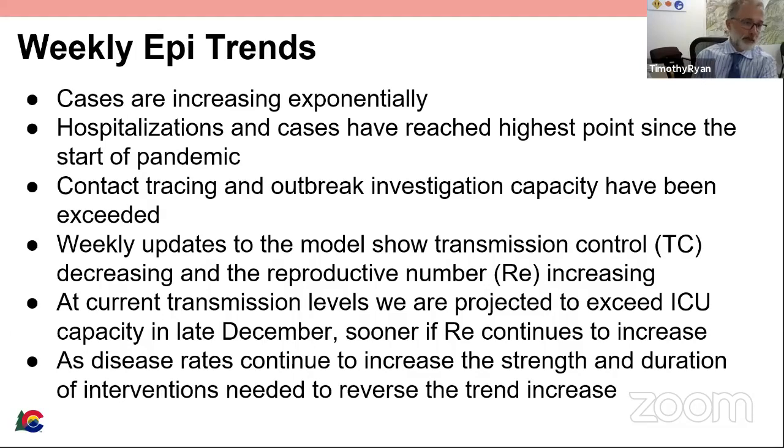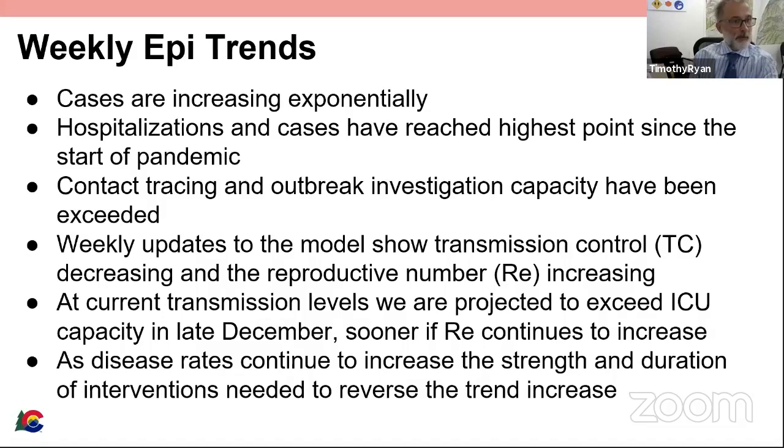Contact tracing and outbreak investigation capacity in this state have been exceeded, meaning there are some counties now who don't even call half of the cases because they don't have contact tracers and the ability to do that. We're lucky here in Clear Creek County. We're now within the realm of being able to contact everybody, but that could suddenly change if we have a significant number more than we have now. But as of now, we're able to contact trace everybody and do the best we can with that.